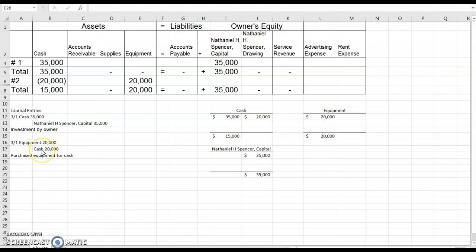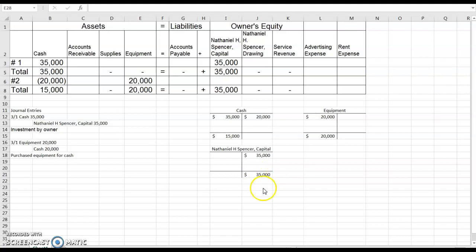Our cash is on the right side of our journal entry, and we're going to post that $20,000 in cash to our T accounts. Then we're going to calculate our ending balance. So for cash, the $35,000 minus the $20,000 gives us a balance of $15,000. In our equipment account, we have a balance of $20,000, and since it didn't change, it stays at $20,000. And the same applies for our capital account. $35,000 applies down to our $35,000 account balance.